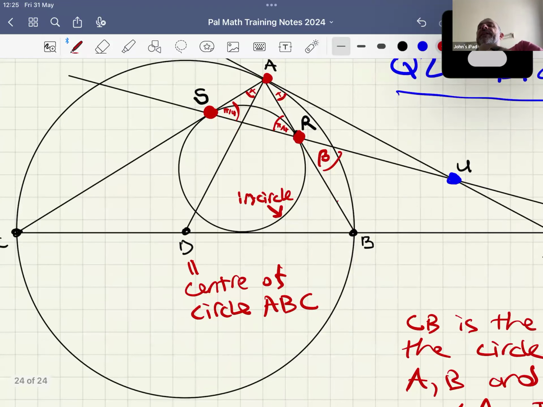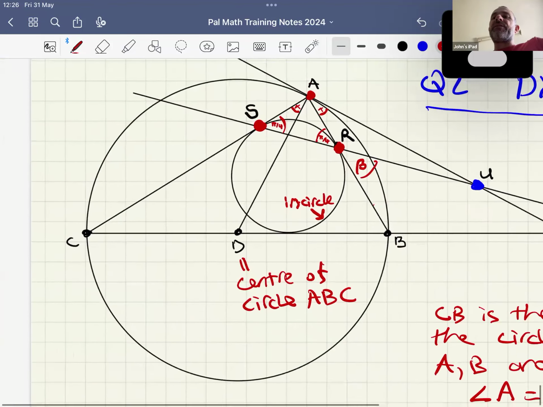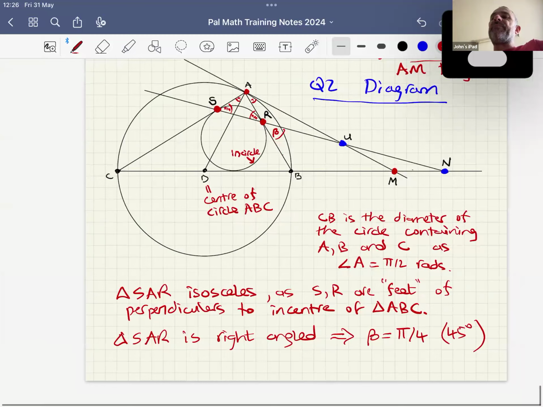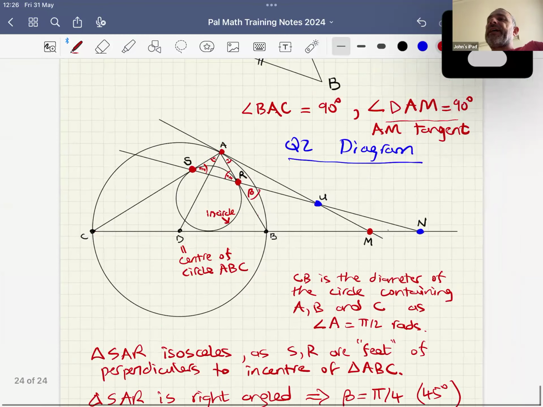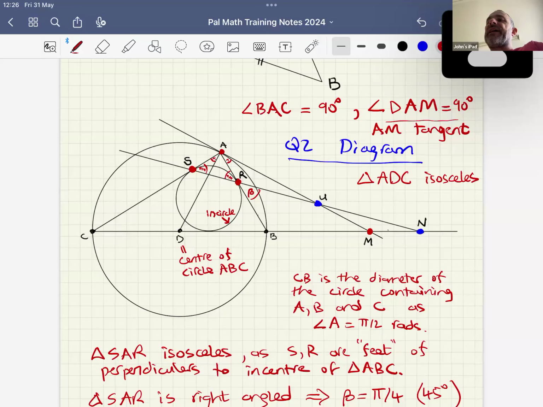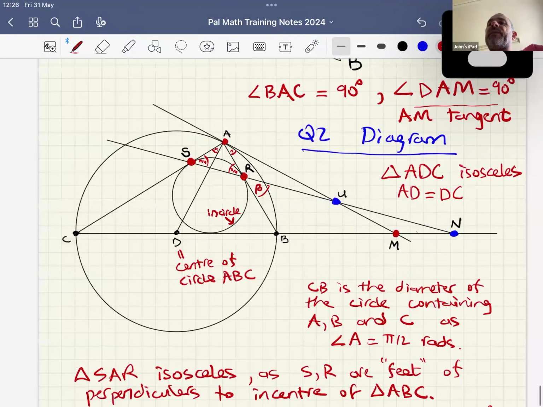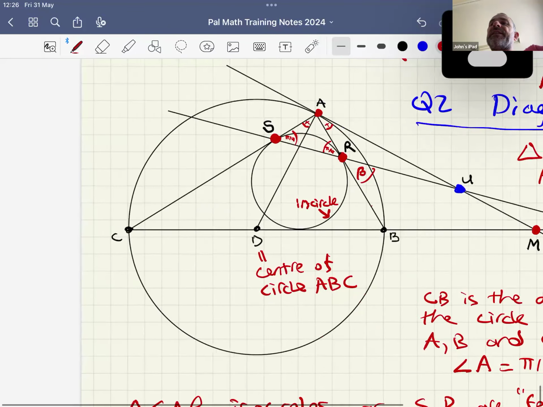Okay, so what else can we say from this diagram? Oh yeah, there's another thing we can say: we have another isosceles triangle here, namely triangle ADC. This is isosceles because AD equals DC, because these are the radii of the circle ABC. So we have this nice isosceles triangle here.